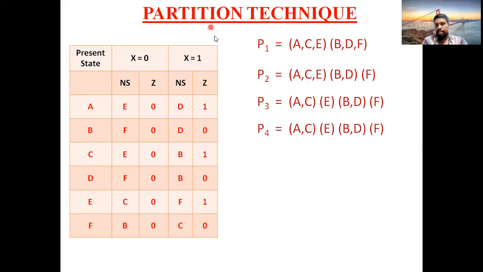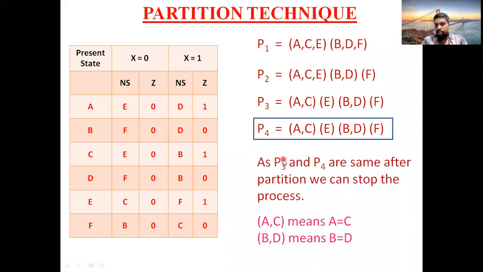When you observe clearly here, P3 and P4 both are equal. When two successive partitions are equal, then you can stop the process. This is the final partition. As P3 and P4 are the same, we can stop the process.